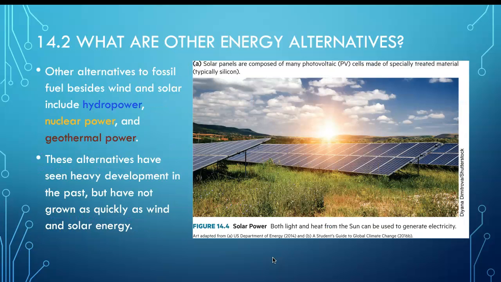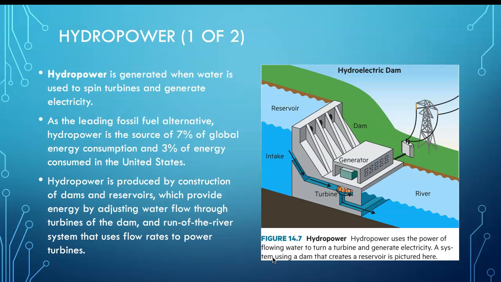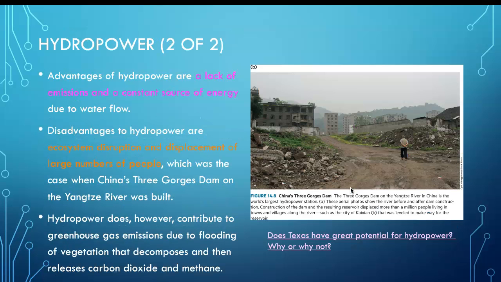Other energy alternatives are hydropower, nuclear power, and geothermal power. Hydropower uses the drop of the water, using that force to turn the turbine and generate electricity. The disadvantage is you have to displace large numbers of people. This is one of our projects in China, where about 1 million people had to be relocated. And it does not eliminate carbon emissions. But still, that is a very powerful alternative to fossil fuel.